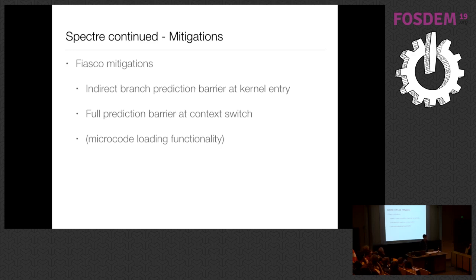So we implemented the mitigations provided by a microcode update from Intel. They introduced new instructions to prevent indirect branch prediction, so basically putting in barriers. So we implemented the indirect branch prediction barrier when you enter the kernel, and at a context switch, we implemented the full prediction barrier. For that, we also had to implement microcode loading functionality in the kernel, because at that time not all BIOSes provided these microcode updates. Sorry for confusing this again. And some of these BIOSes also are not updated until today, so it was a good decision to actually put that into the kernel as well.